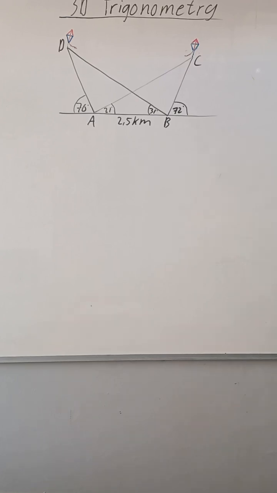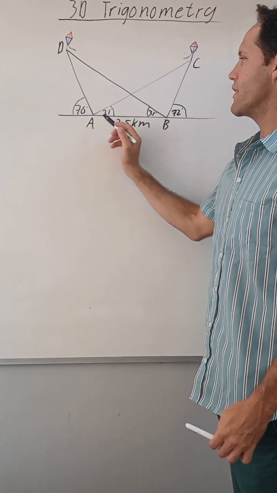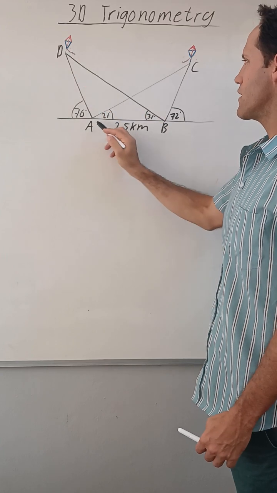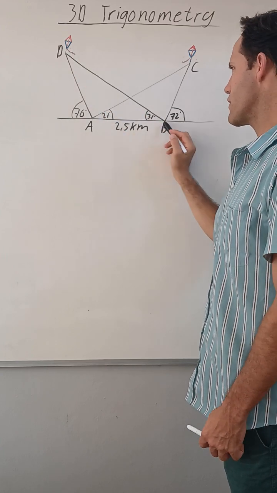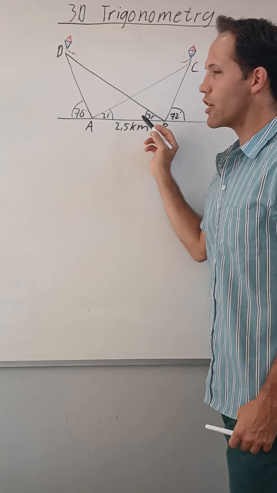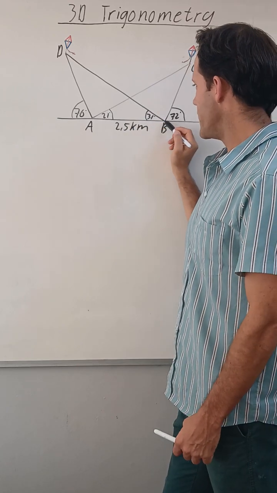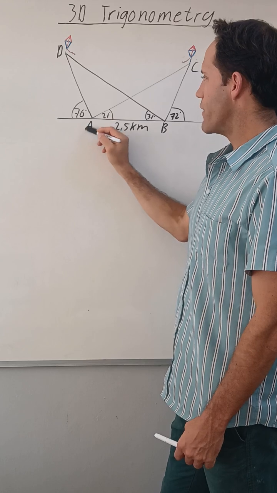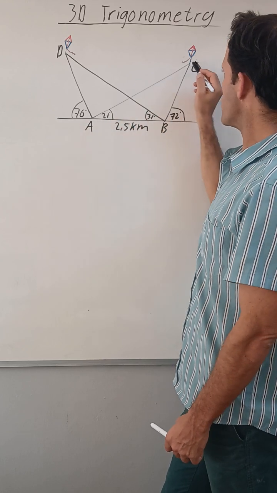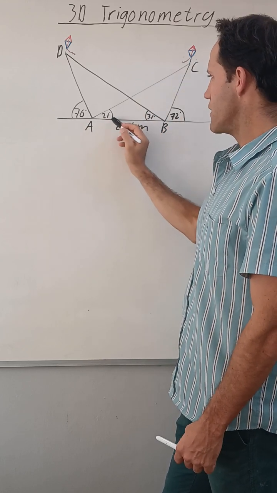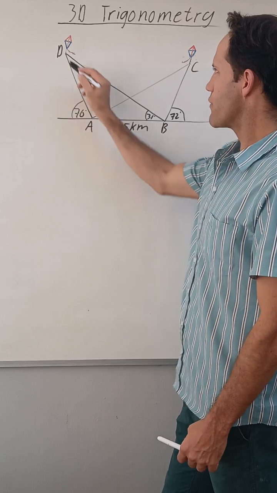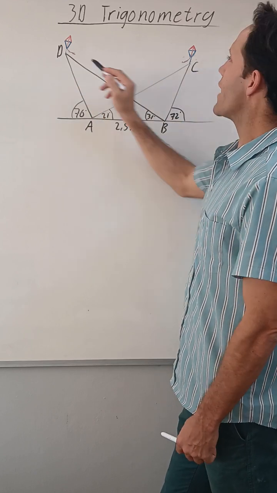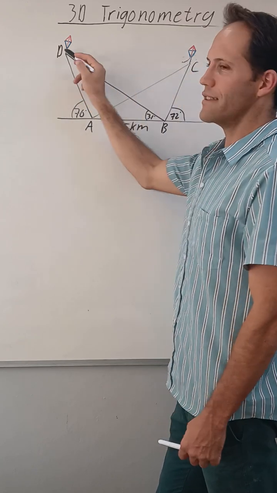Right, so with this question, they say that the distance between two people standing with their kites is 2.5 kilometers apart. Okay? And then they say the angle of elevation from B to D is 31 degrees, and the angle of elevation from A to C is 21 degrees. So there's a person standing there with the kite, there's a person standing there with the kite, and we need to figure out what's the distance between D and C.